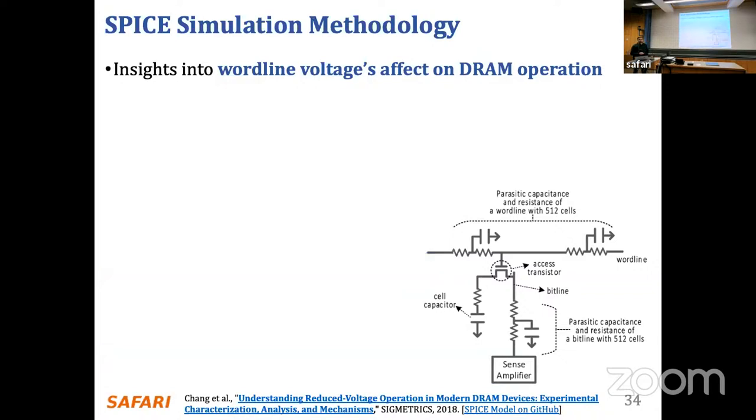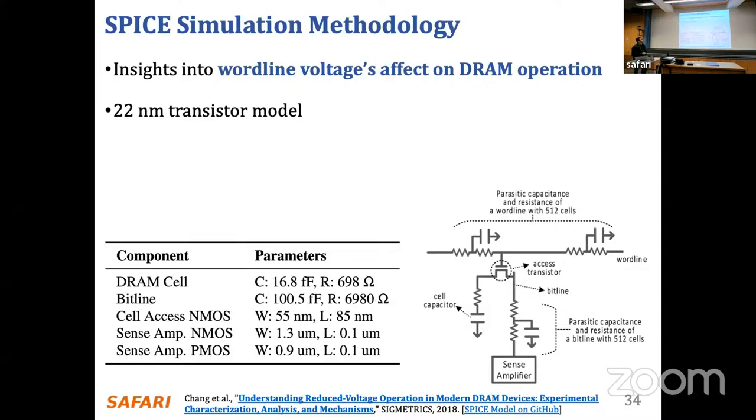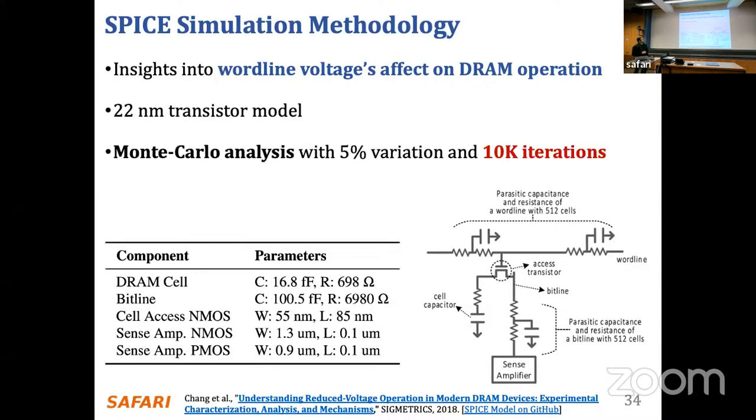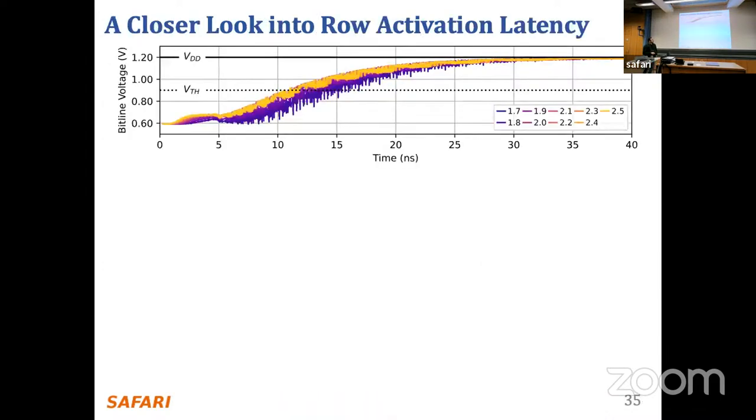Okay, to understand and verify these observations, or back them up with some circuit simulations, we also perform SPICE simulations in this paper. We do this to provide insights into the wordline voltage effect on DRAM operation. We use a 22 nanometer transistor model with these parameters here, and we also perform a Monte Carlo analysis with 5% variation across 10,000 iterations. You can see the full model in the paper.